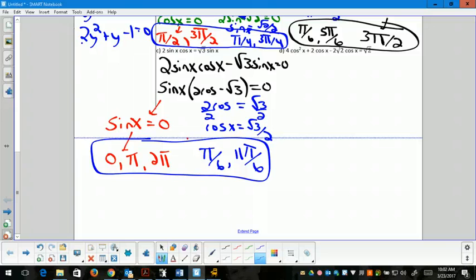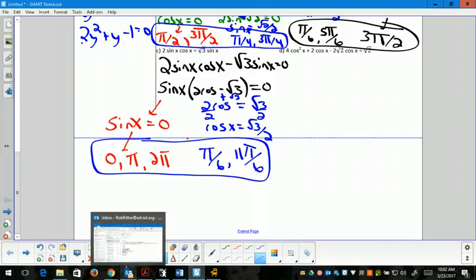I added it to get it to the other side. Now, if I had taken the square root, then it would be plus or minus, and I would actually have 4 answers for just that piece.